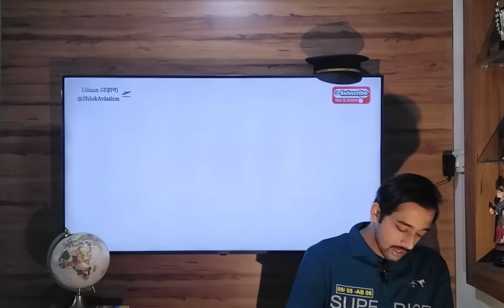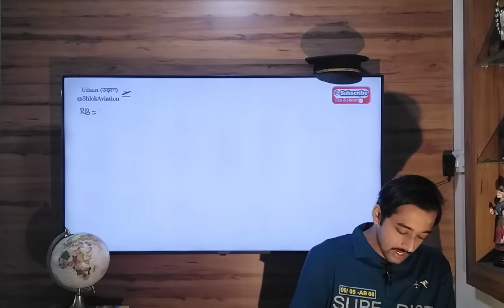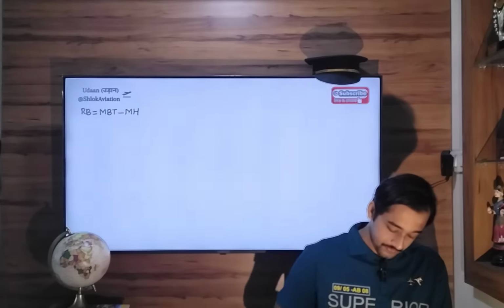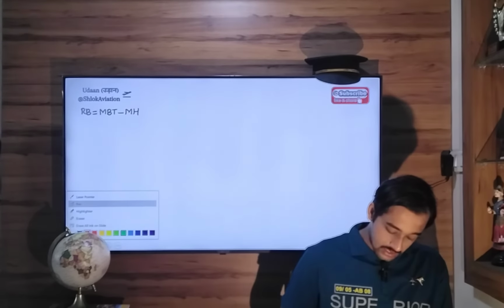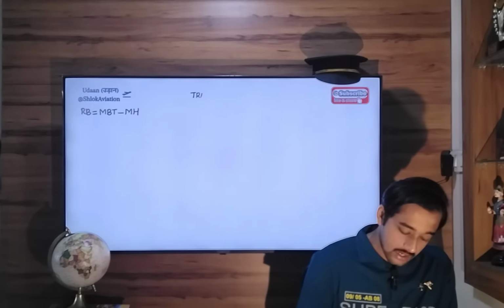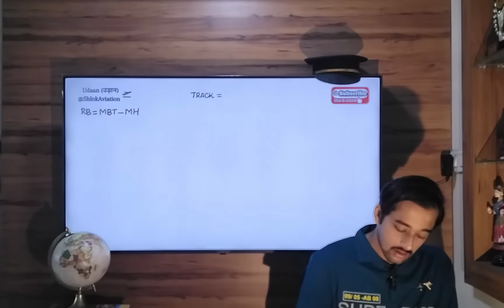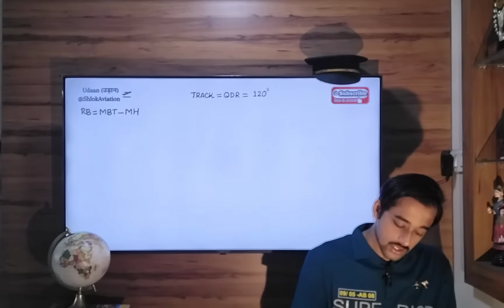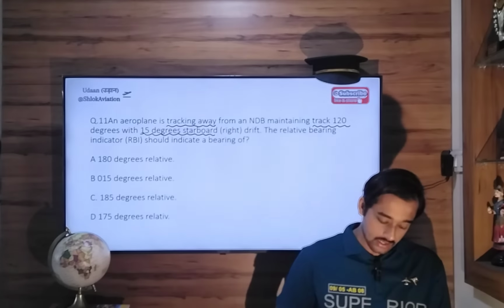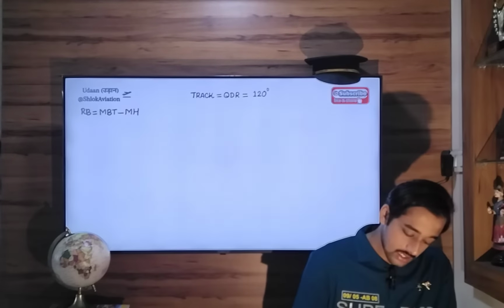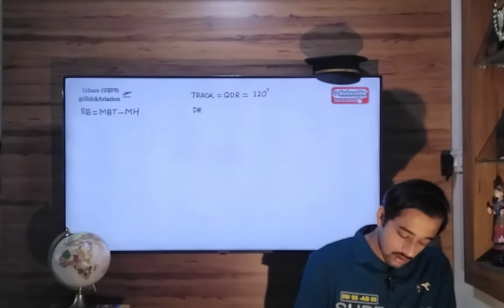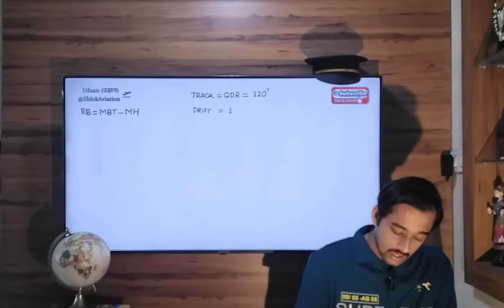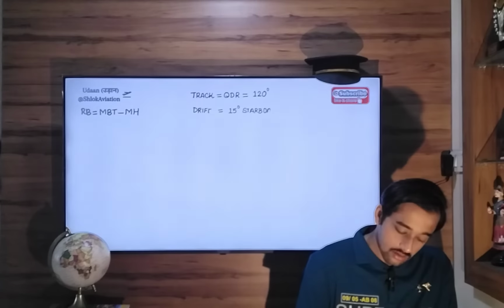So now relative bearing formula you all know. Relative bearing is magnetic bearing to the station minus magnetic heading. Okay. Now the track that you are tracking away from NDB is 120 degrees. And the drift is what? The drift is 15 degree starboard.